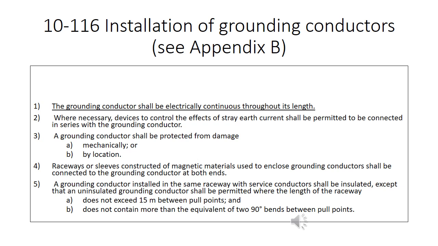A grounding conductor installed in the same raceway with service conductors shall be insulated, except that an uninsulated grounding conductor shall be permitted where the length of the raceway, A, does not exceed 15 meters between pull points, and B, does not contain more than the equivalent of 2 90-degree bends between pull points, or 180 degrees.